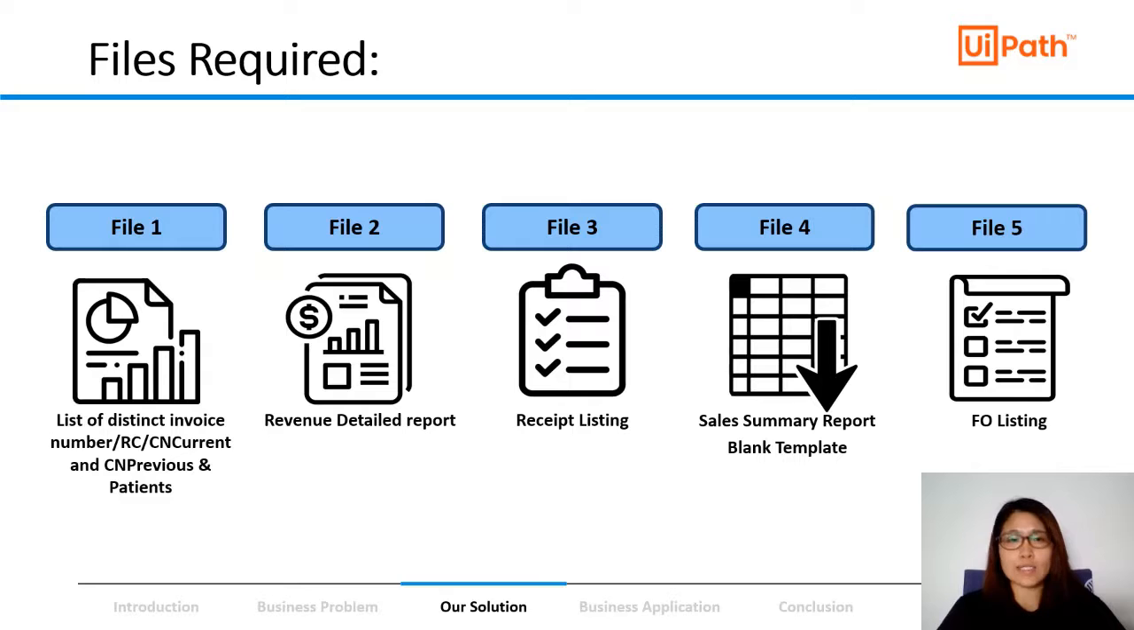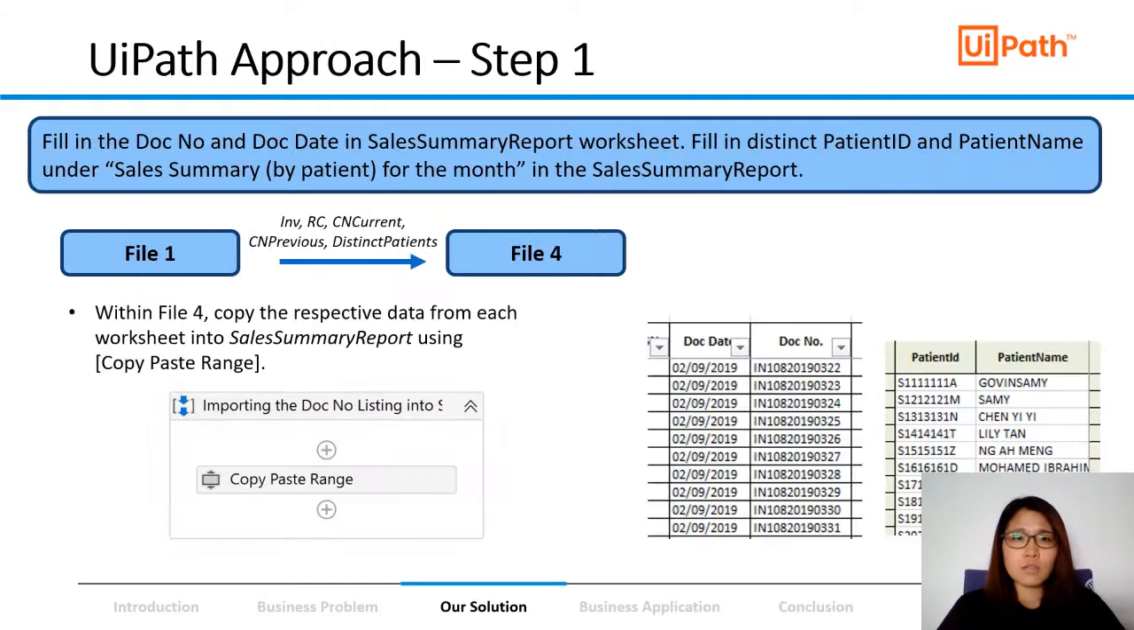So the first step of the automation is to fill in the document number and document date in the sales summary report worksheet, as well as to fill in the distinct patient ID and patient name under the sales summary by patient for the month in the same worksheet. So in this step, we copy all the worksheets from file 1 to file 4. Then within file 4, we copy the respective data from each worksheet into the sales summary report using the copy-paste range function.